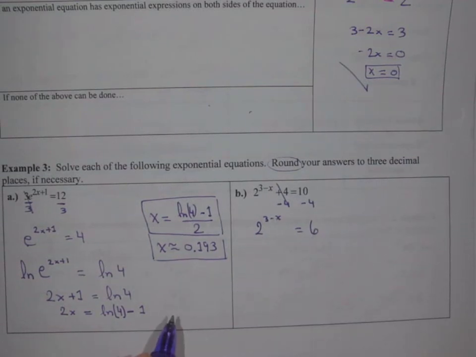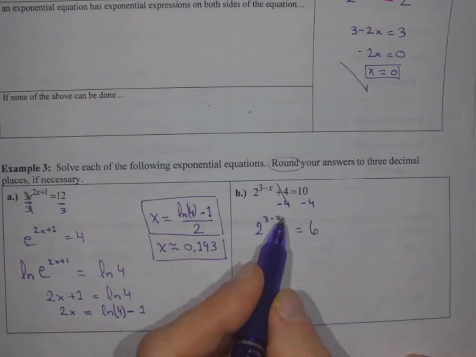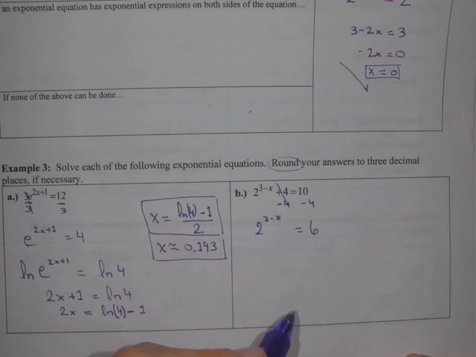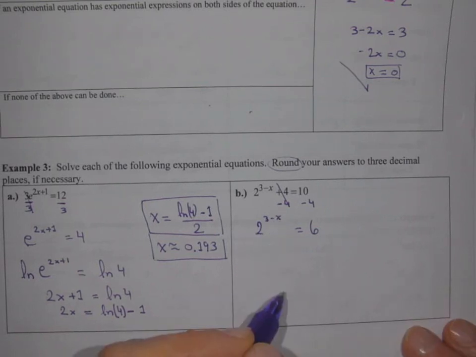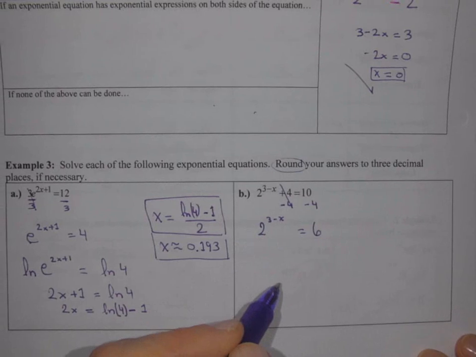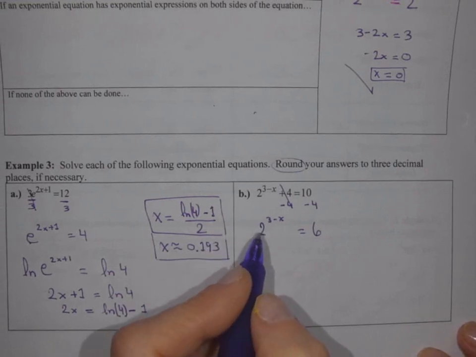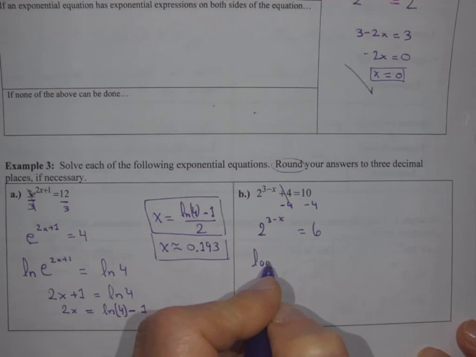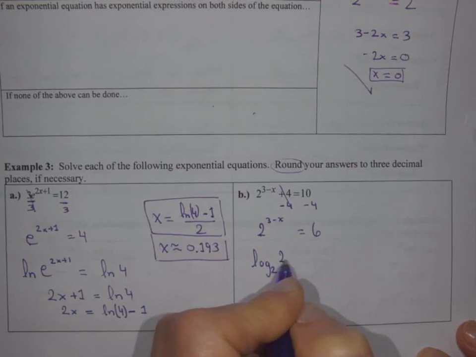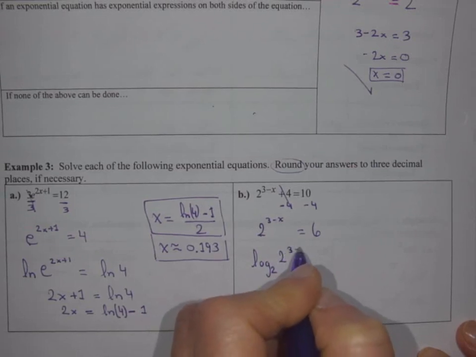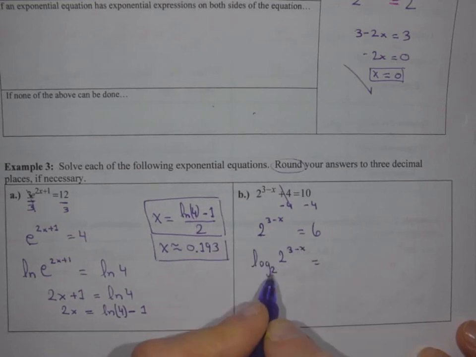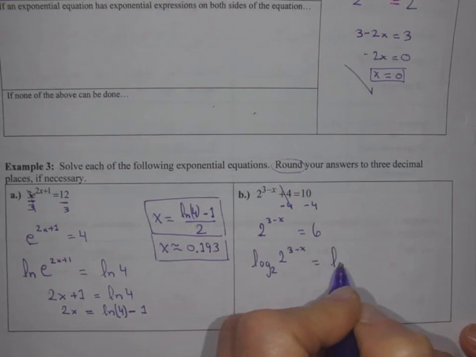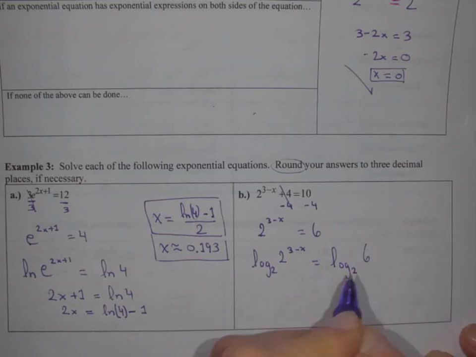At this point, I need to get this exponent out of there. So to do that, I need to take a log, right? That's how we solve for exponent, logarithms. So I'm going to take a base 2 because that's what I have here. So I want a log base 2 of 2 to the 3 minus x. And then whatever I do on the left, I have to do on the right. So log base 2 of 6.